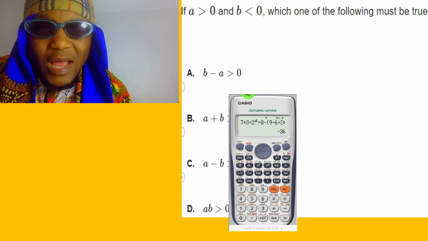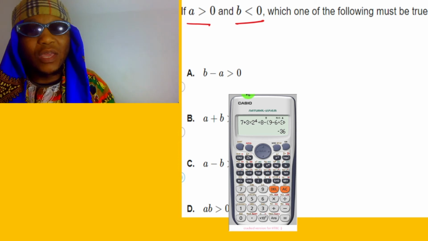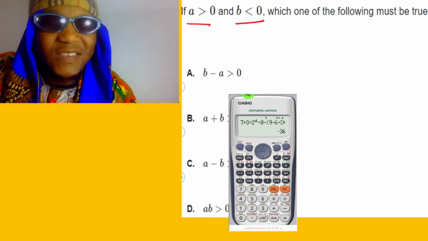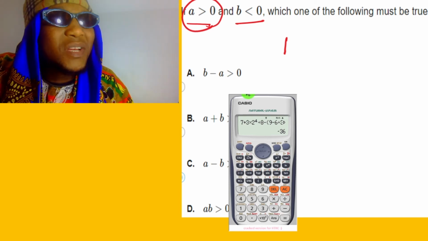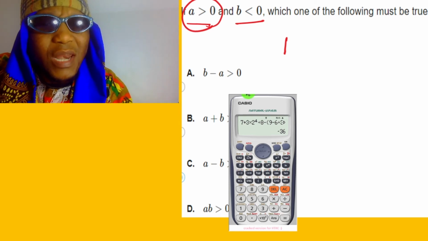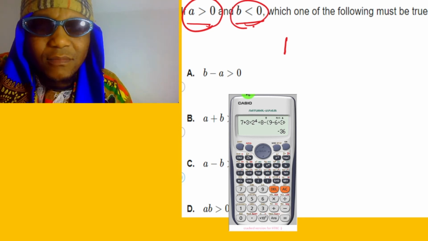Okay, so now we have a question here. They say if A is greater than 1, B less than 0. Which number is greater than 1? Which number is greater than 0? You can say, for example, 1. Now, which number is less than B? B.